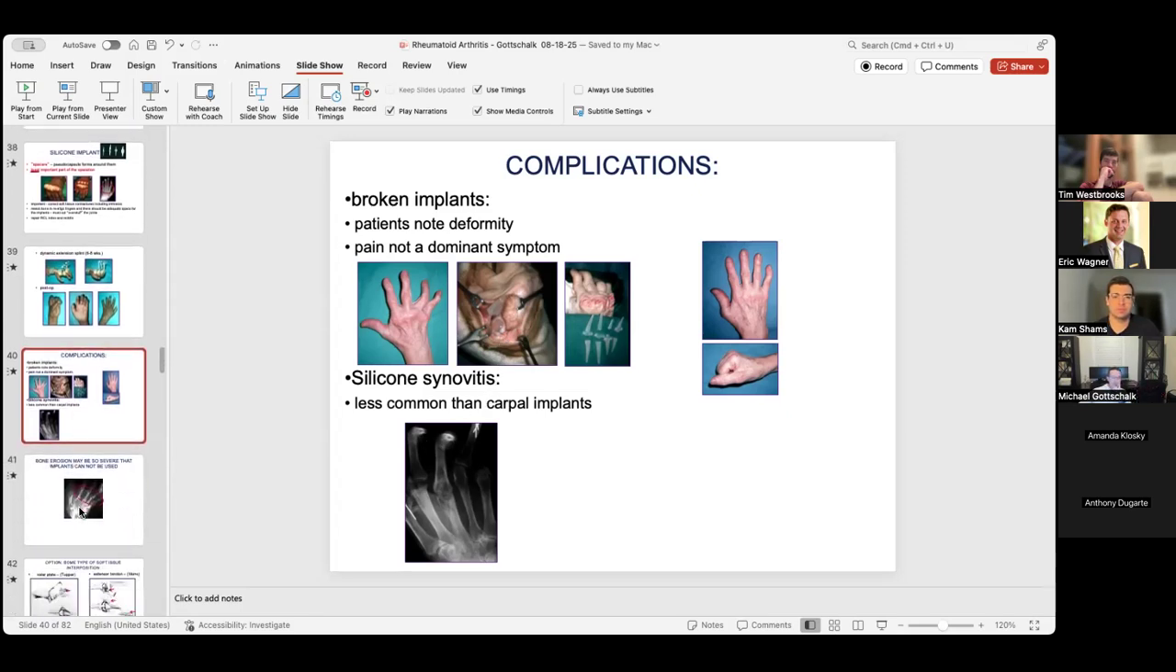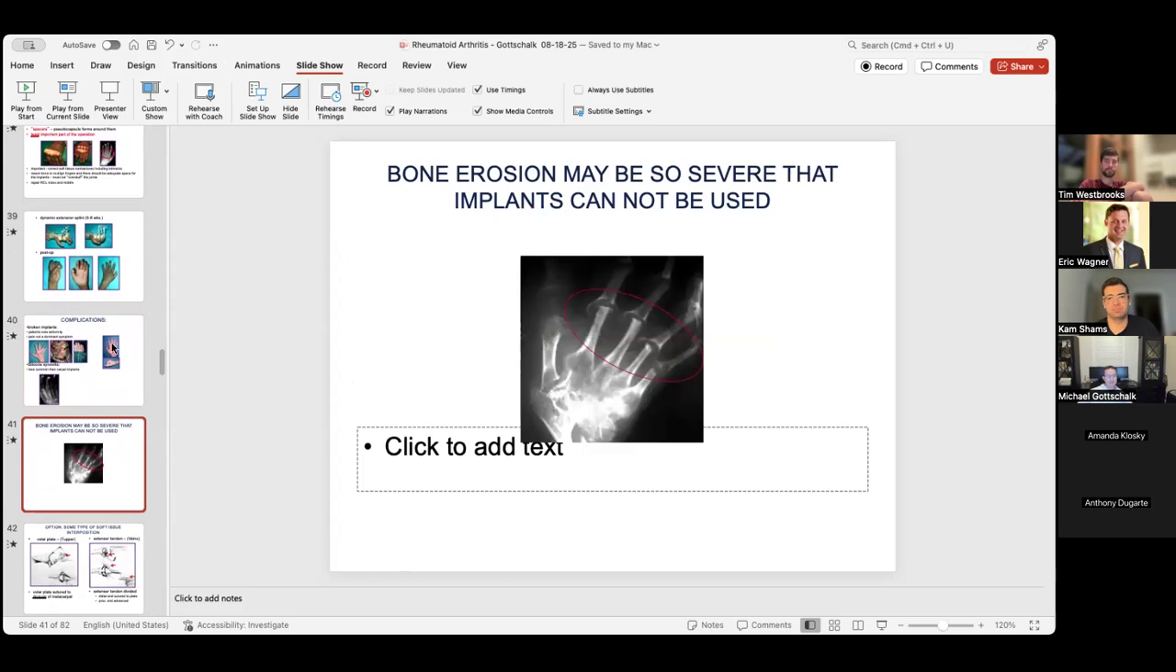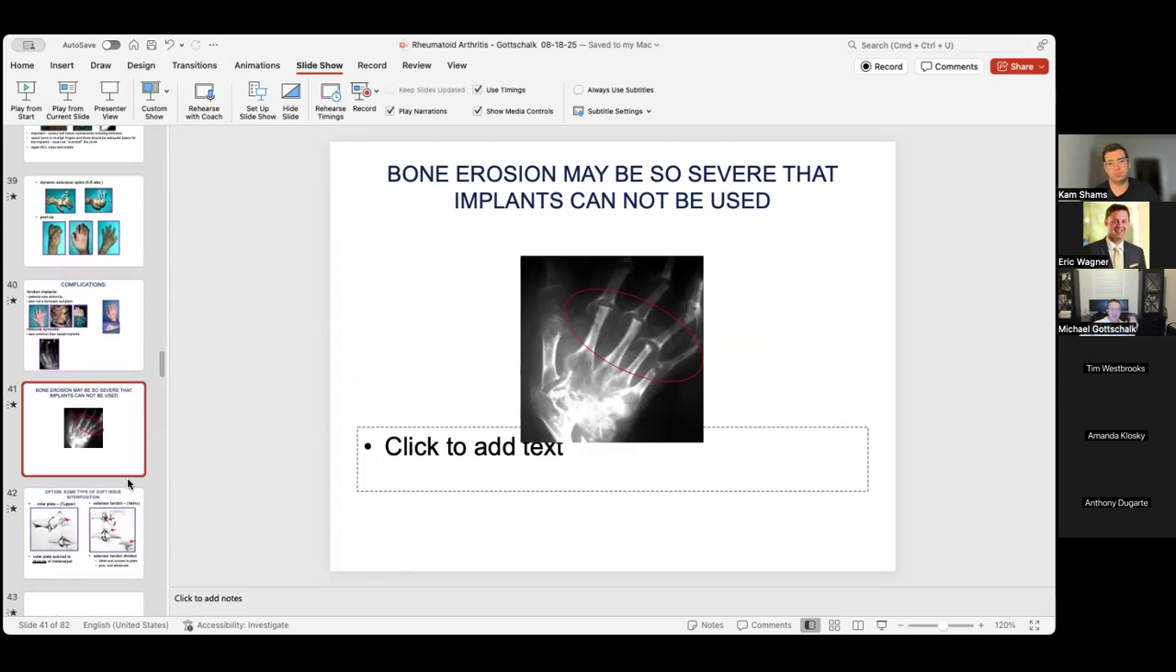Typically, pain is not one of the issues that RA patients have. More often than not, it's just a lack of function. This is one of those things where sometimes you have such severe bone erosion that you can't actually put in implants. There are different types of replacements that are non-implant.